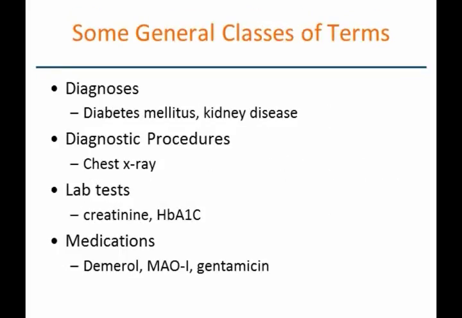There are some general classes of terms. We've discussed them already. There's diagnoses. We've already discussed diabetes mellitus and kidney disease. There are diagnostic procedures, such as chest x-rays, electrocardiograms. There's lab tests. We've seen terms, codes for the hemoglobin A1C. Obviously, there are codes for all the other lab tests, such as creatinine. We've seen that one before. And we've talked a bit about medications. Those are clearly important terms that should be included in some terminology that we can refer to.